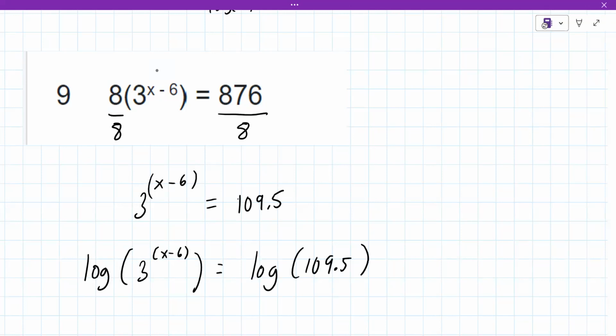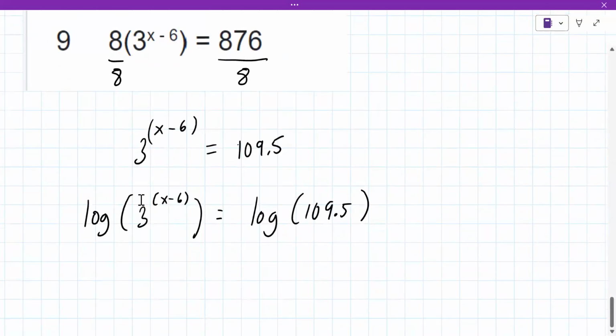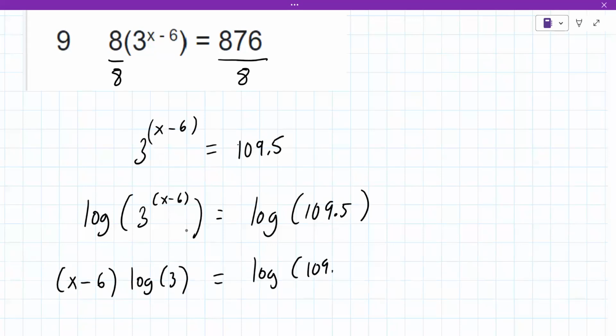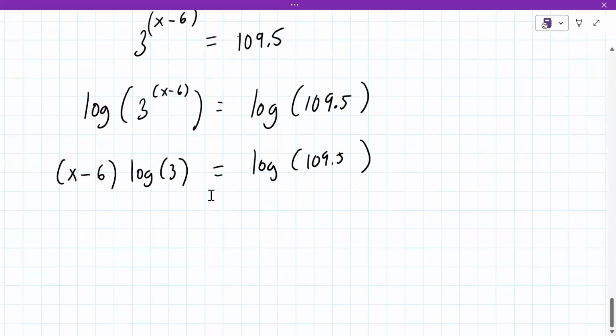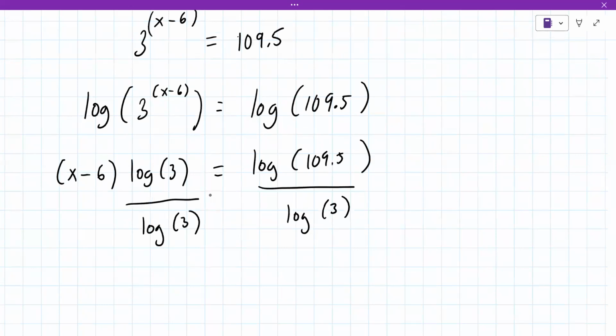Okay. All right. Next thing here is to bring the exponent down. Now the exponent I've also written in parentheses. I've done that in both steps here. Different than these parentheses. They're parentheses around the exponent. So the whole thing comes out in front. X minus 6 log of 3 equals log of 109.5. Next step here is to divide both sides by log of 3. A lot of writing here.